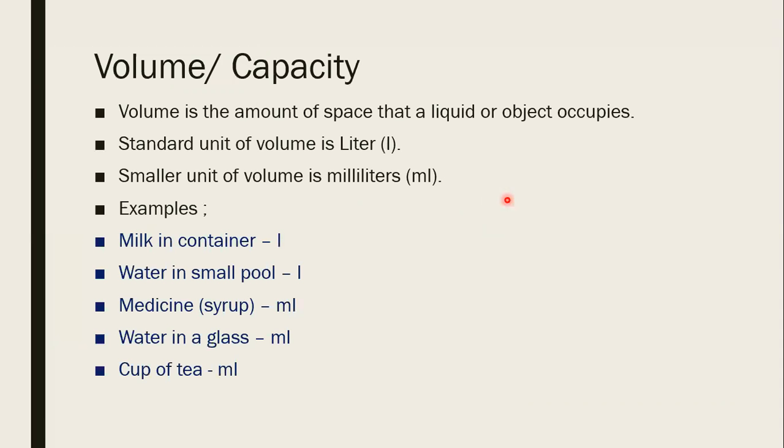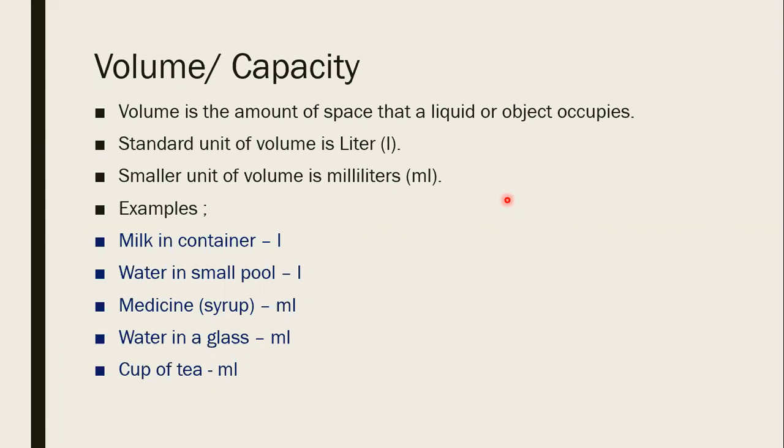Okay, first we have to discuss volume and capacity. You can just say volume or capacity, in one way. Volume is the amount of space that a liquid or object occupies.